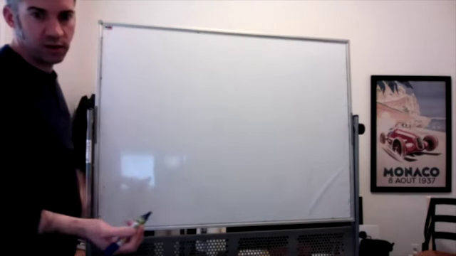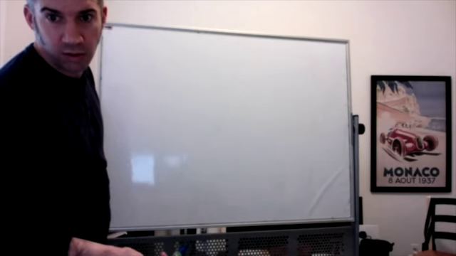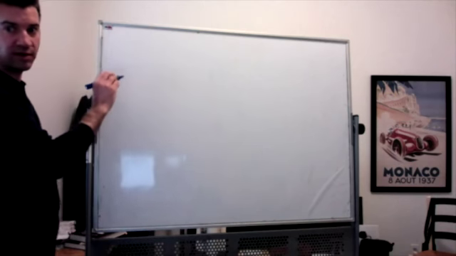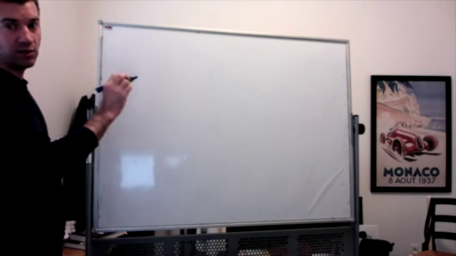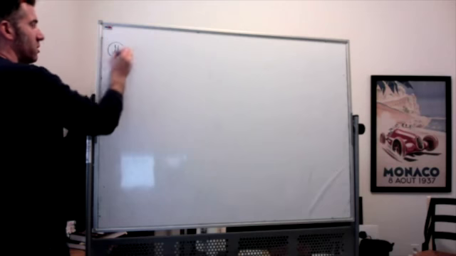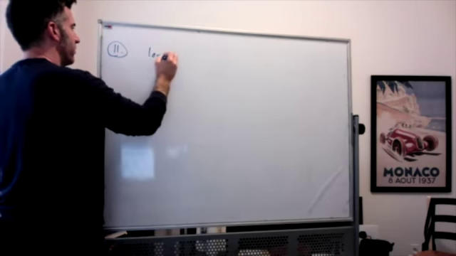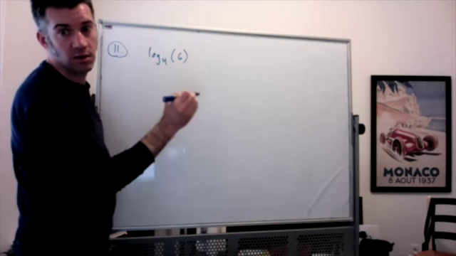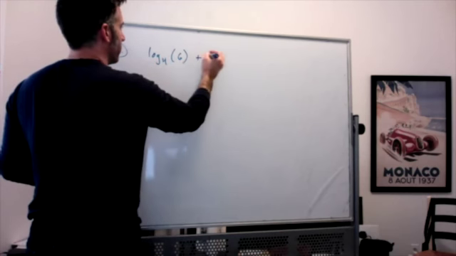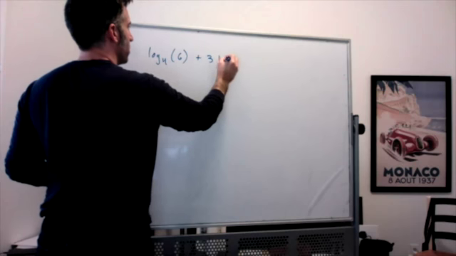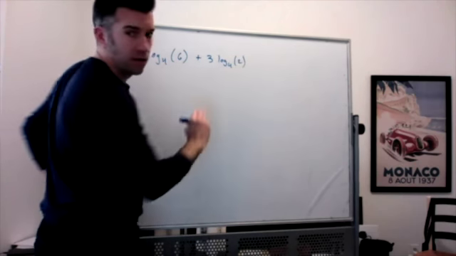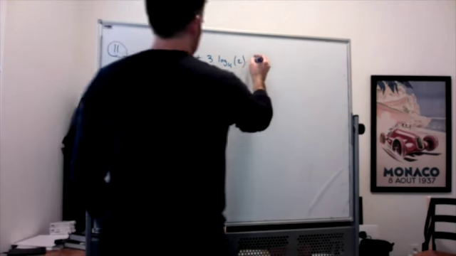All right, question 11. Use properties of logs to simplify the expression to a single logarithm and then to numerical ones. So here's what we've got. Log base 4 of 6 plus 3 log base 4 of 2 minus 1/3 log base 4 of 27.